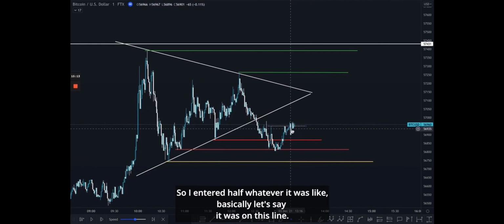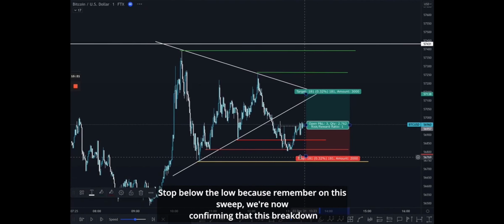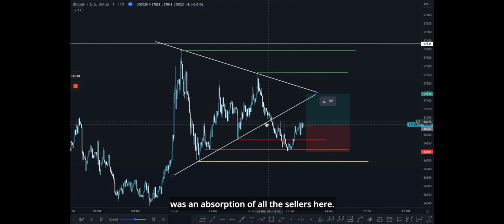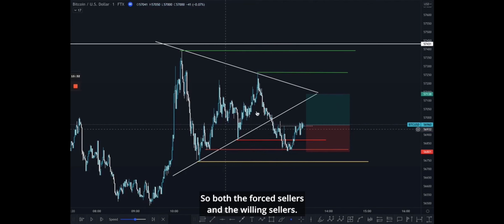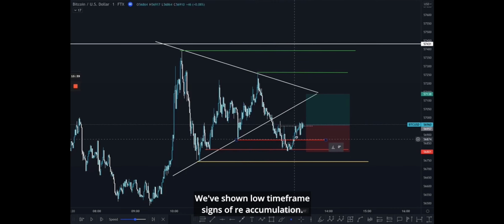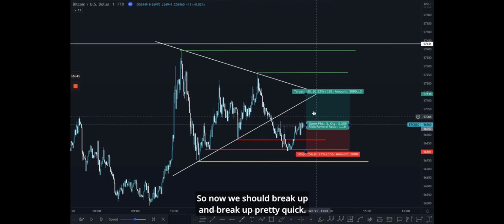So I entered half, whatever it was. Let's say it was on this line. Stop below the low, because remember on this sweep, we're now confirming that this breakdown was an absorption of all the sellers here. So both the forced sellers and the willing sellers, the stopped out traders and the breakdown shorters, they've been absorbed here. We've shown low time frame signs of reaccumulation. So now we should break up, and break up pretty quick.